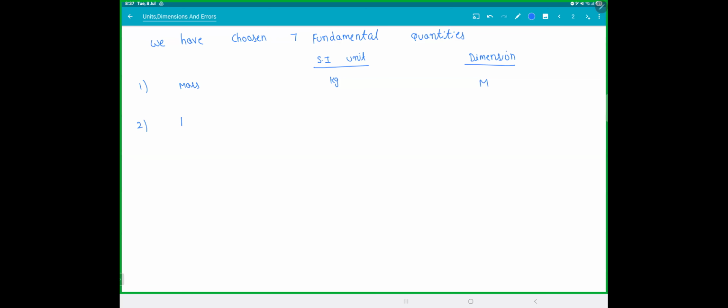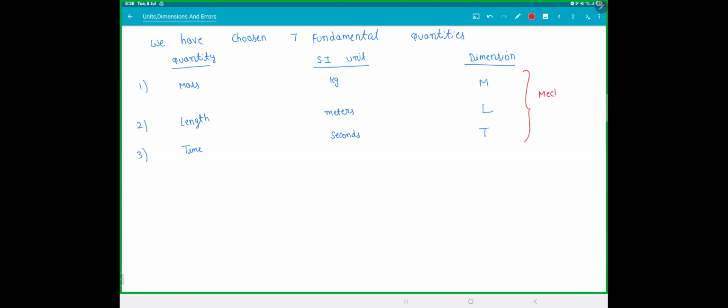The second fundamental quantity is length. That is the SI unit for the quantity, and that's the dimension for the quantity. We take it in meters. We represent with L. Third, time. The SI unit is seconds. So whenever you talk about time, the units must be in seconds, not hours or minutes. Symbol is T. So these 3 quantities we use in mechanics.